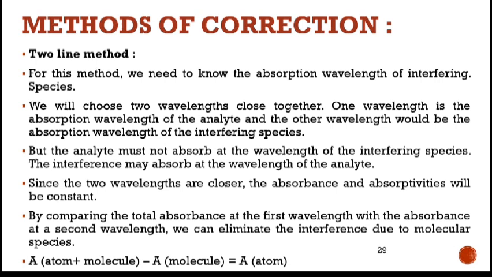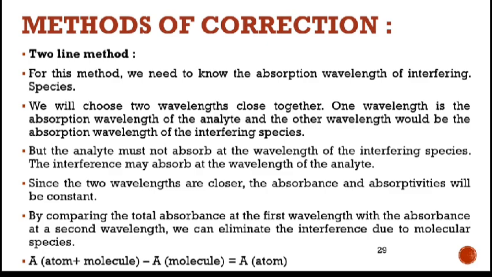The interference may absorb at the wavelength of the analyte. Since the two wavelengths are close, the absorbance and absorptivities will be constant. By comparing the total absorbance at the first wavelength and the absorbance at the second wavelength, we can eliminate the interference due to molecular species. The formula goes: A of atom plus molecule minus A of molecule is equal to A of atom.